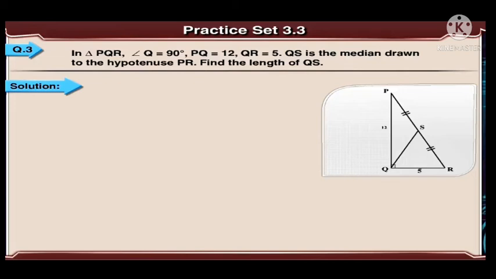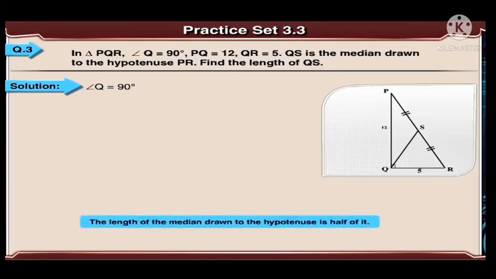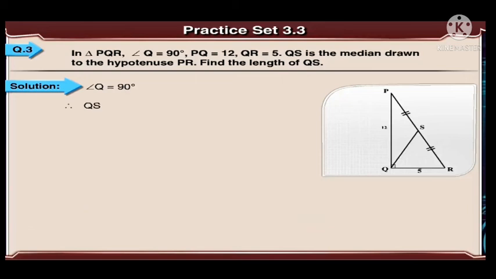In triangle PQR, angle Q is equal to 90 degrees, given in the question. So, triangle PQR is a right angle triangle. Here we have to find the length of the median QS. We know the length of the median drawn to the hypotenuse is half of it. Therefore, QS is equal to half into PR.